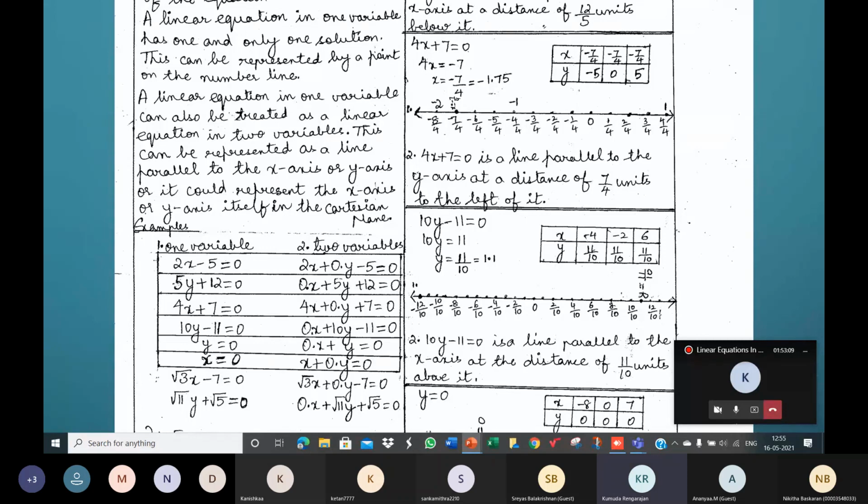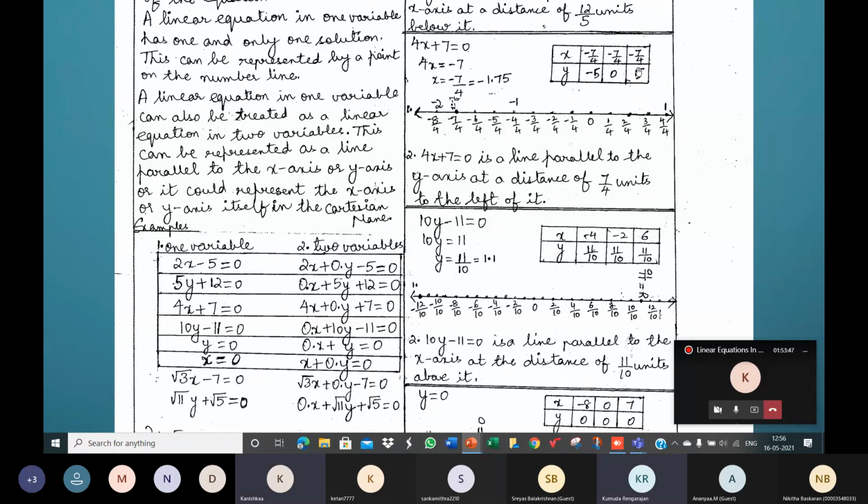Good, Kanishka, you're right. Children, now where does the point minus 1.75 comma minus 5 lie? Which quadrant? Third quadrant, ma'am. Minus 7 by 4, which is minus 1.75, and minus 5. When you plot this point, it lies in the third quadrant. What about minus 7 by 4 comma 0? It lies on the x-axis. On the x-axis. And this one?